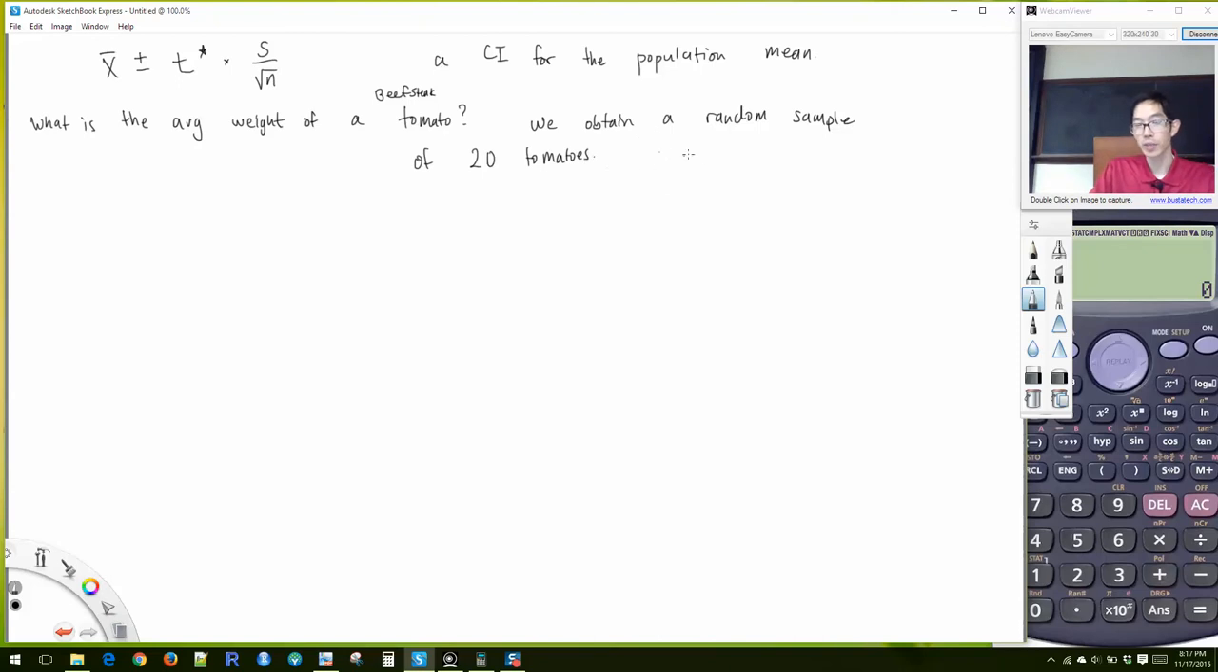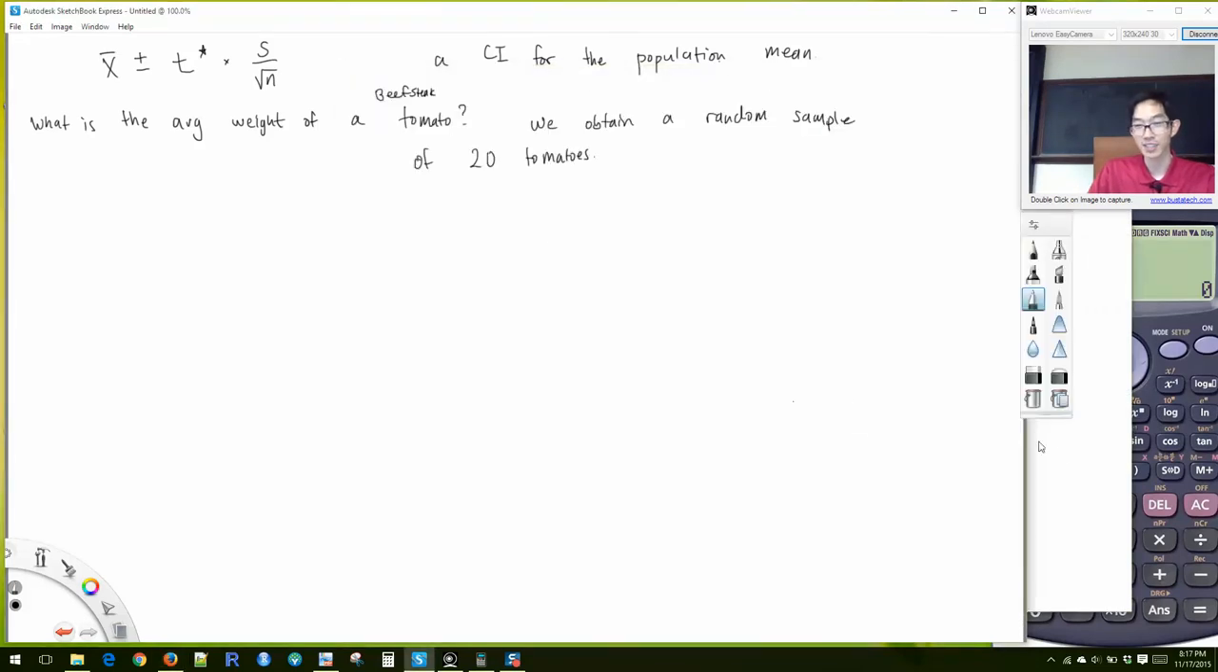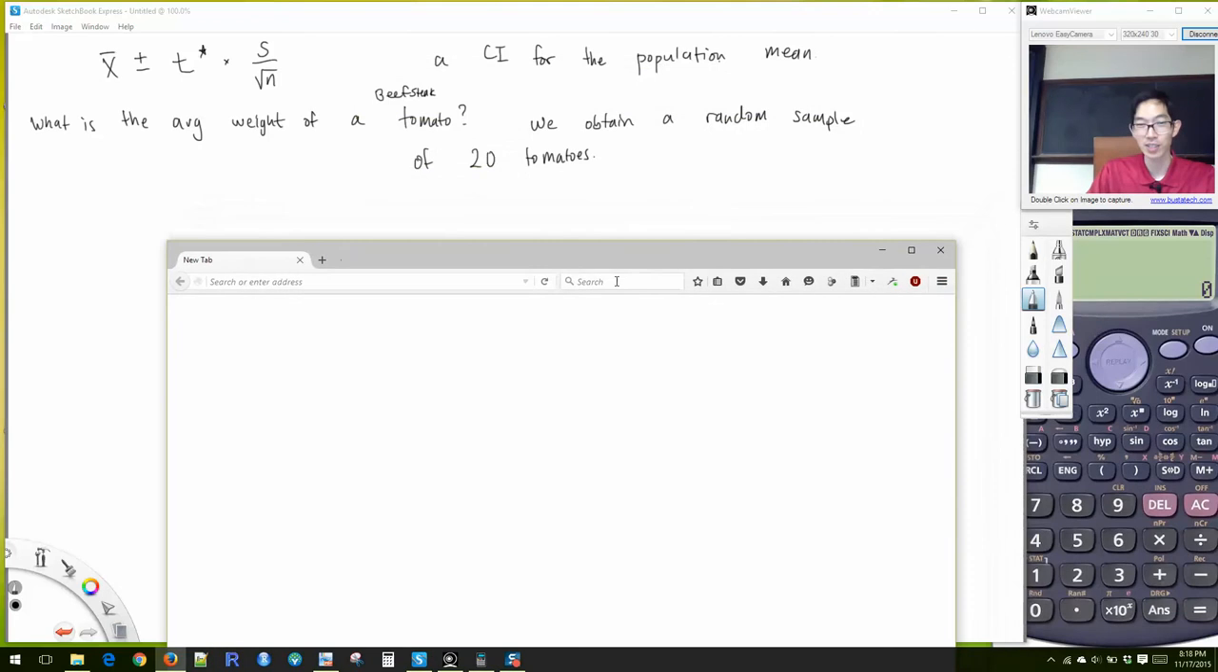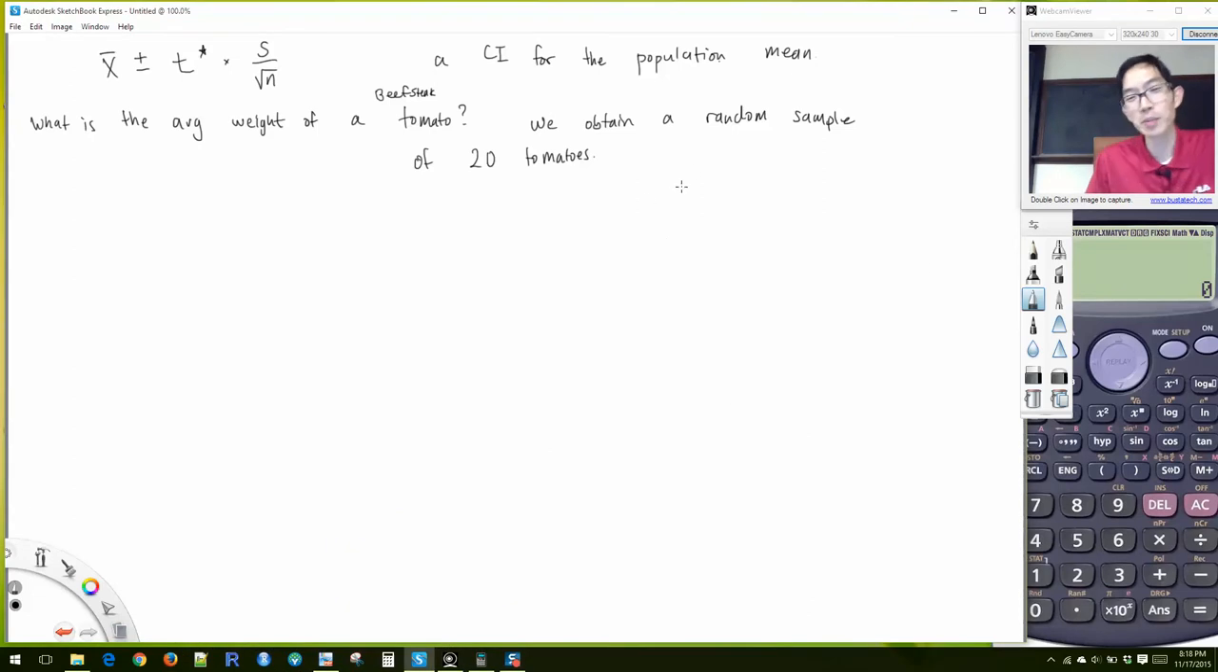And, you know, I could write all of these down. Actually, what is the average weight of a beefsteak tomato, exactly? You know, the ones that they sell at the store. All right, average weight of beefsteak tomato. Oh, man, this is... 6 pounds? 12 to 16 ounces? That's a full 1 pound, and this doesn't make sense. All right, I'm just gonna make some numbers up. Don't object to me, okay?